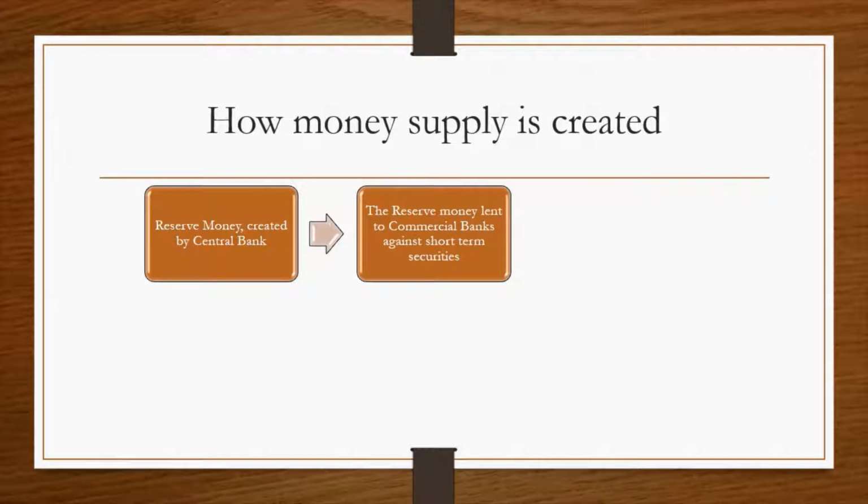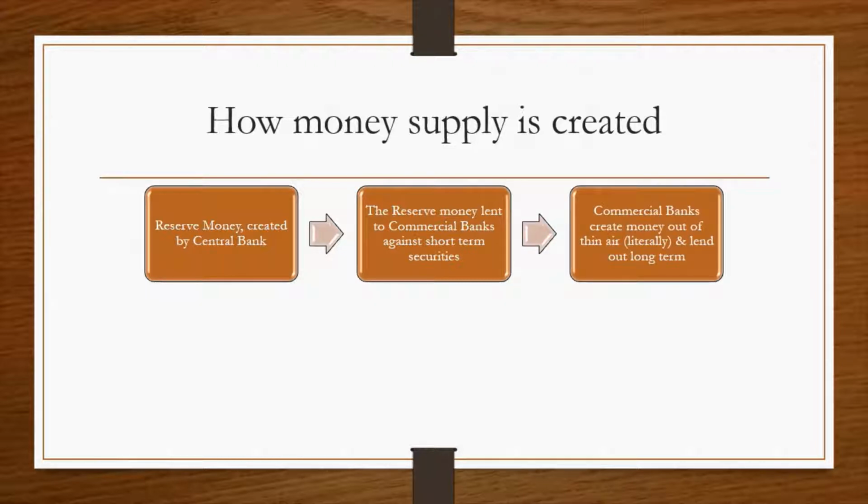Now comes the commercial banks into the picture. The commercial banks have something called short-term securities. These are essentially debt instruments that they provide the central bank as collateral, short-term, matures in a very short duration of time, weeks, months, something like that. They provide them to the central bank. In lieu of those instruments, the central bank provides the commercial banks the reserve money. These are short-term loans, which are of course rolled over and over and over.